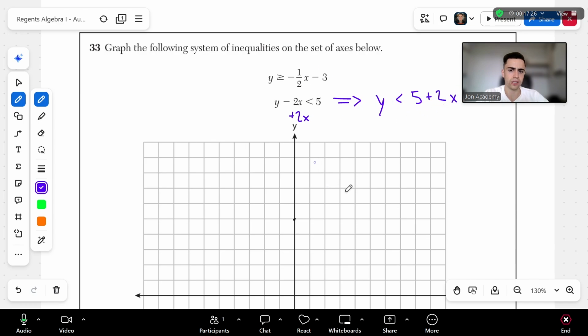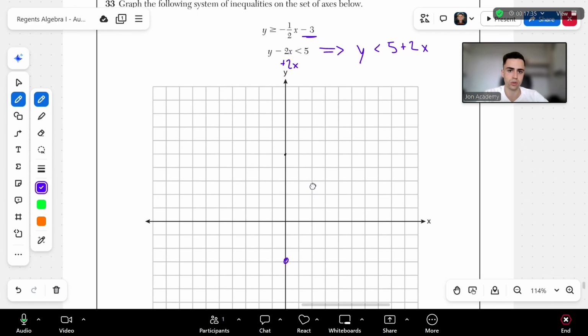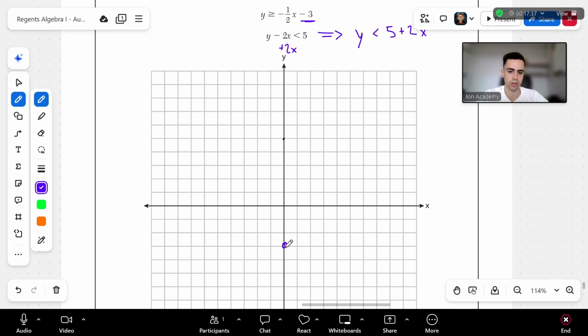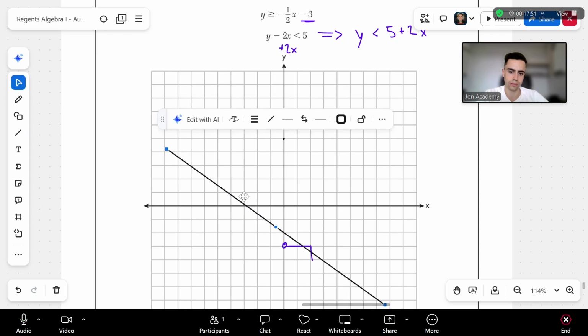And now we can draw both. So the first one is minus 3 on the y-axis and a slope of minus 1/2. That means for every 2 we go to the right, we go 1 down. So with that, we can draw the first one already. It's going to be looking more or less like this.